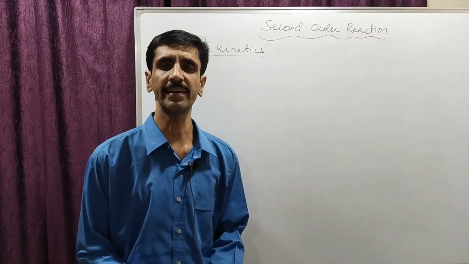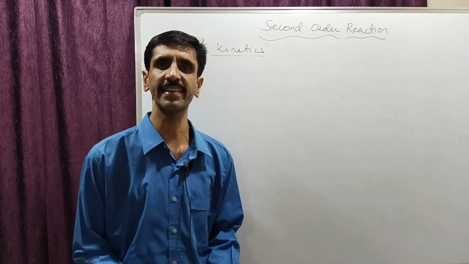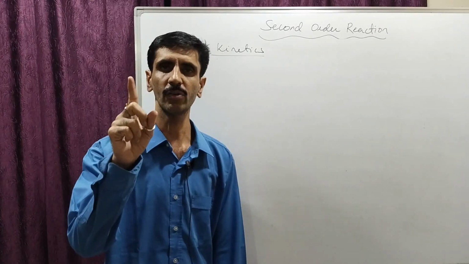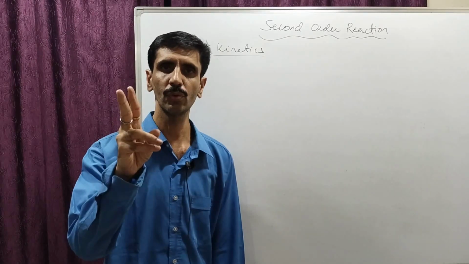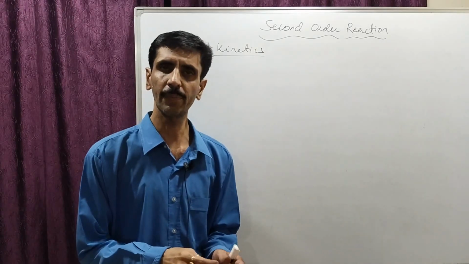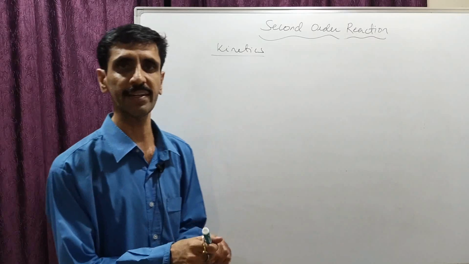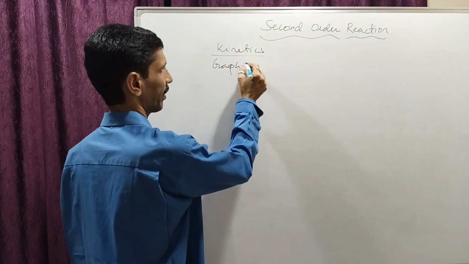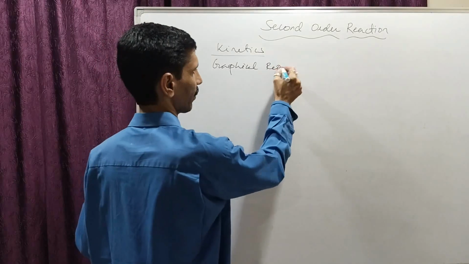So my dear friends, under kinetic characteristics for the second order reaction, I explained to you 2 points. Point number 1, units. Point number 2, that is about the half time. The third point which we talk about is graphical representation.